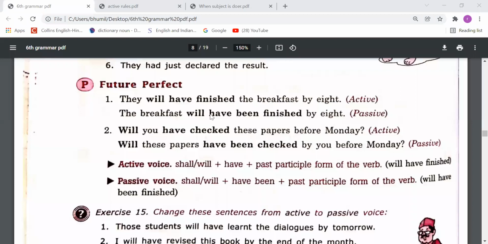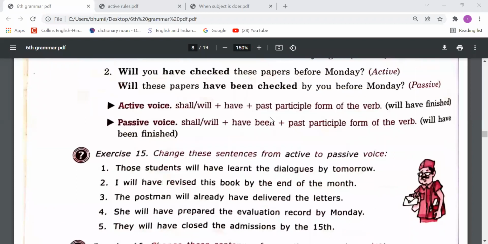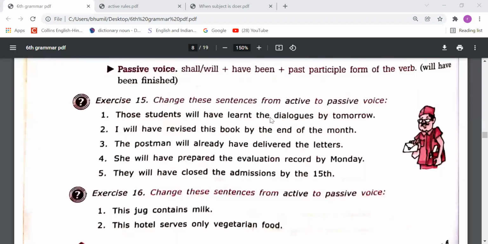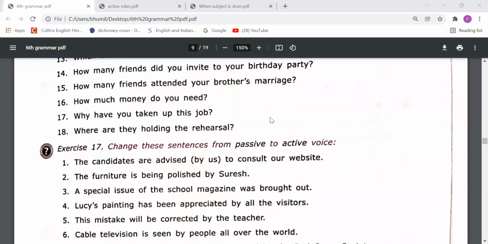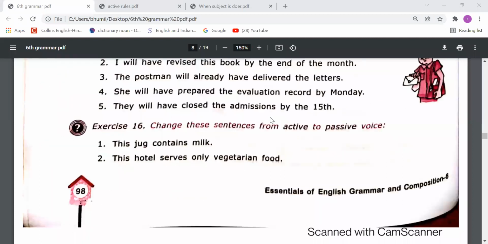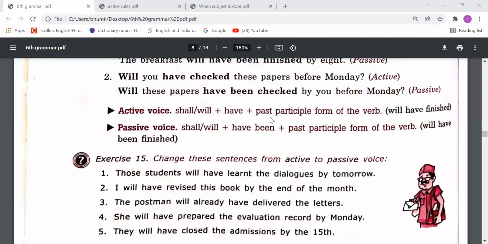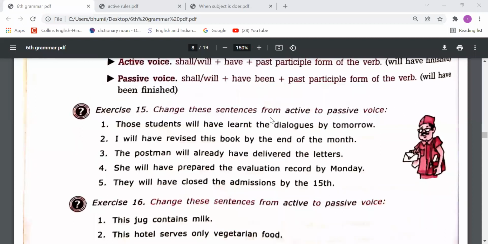So you can see that will have same we have to write, because these are the helping verbs of future perfect tense, right? So third form B plus third form we have to write. Which form of B? According to the need of the sentence. So tense of sentence is here future perfect. That's why we have written here been finished, right? It's very simple. Okay, now let's do the exercise number 15. Please wait. Yes. Those students will have learned the dialogues by tomorrow.